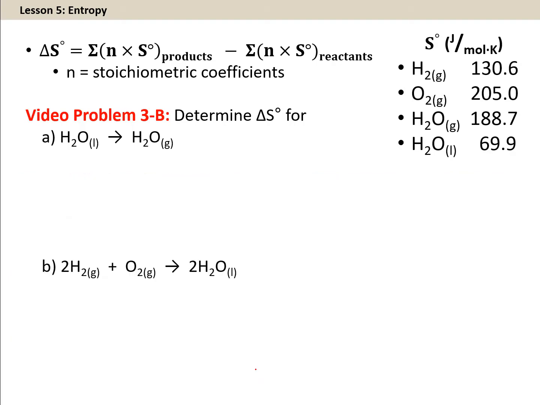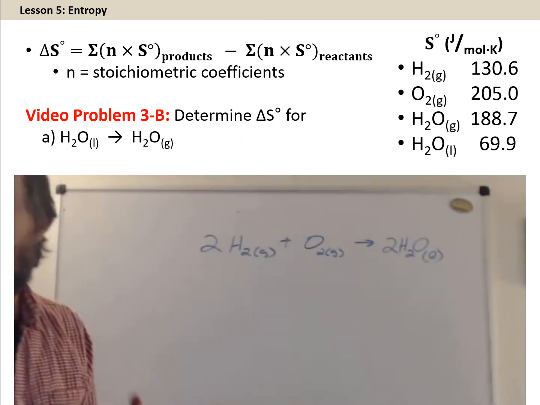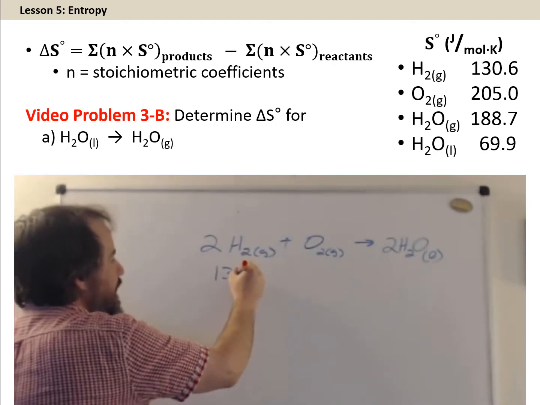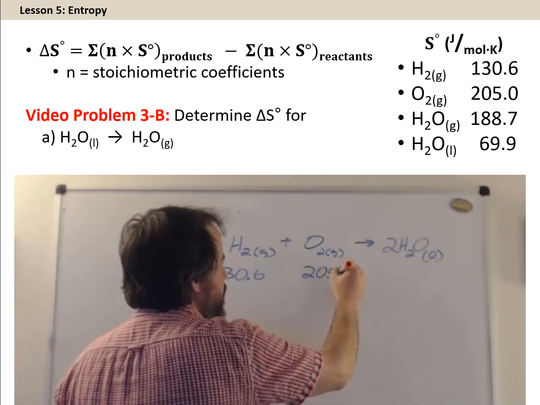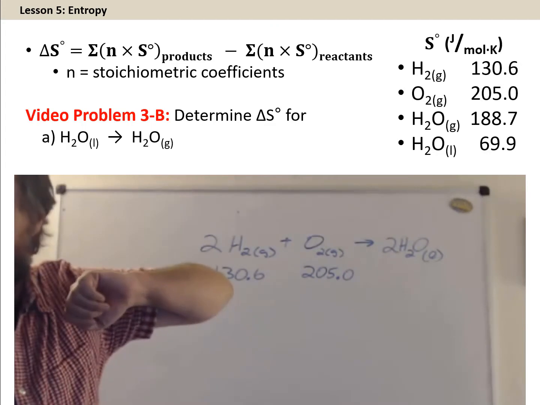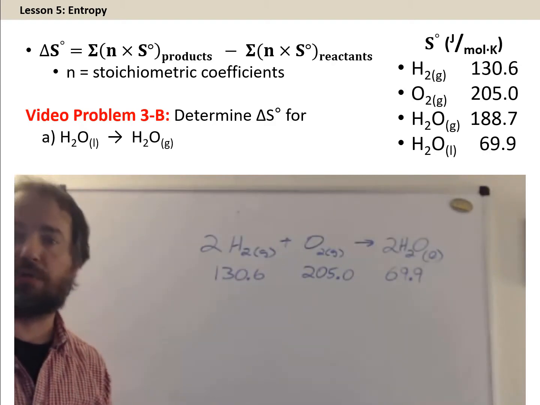All right, let's go on to our last problem. This is 2H2 gas plus O2 gas goes to form 2H2O liquid. So I have this reaction. I'm told H2 is 130.6. O2 is 205. Let's make sure we get the right H2O. It's liquid, so it's 69.9. And all these are in joules per mole K.